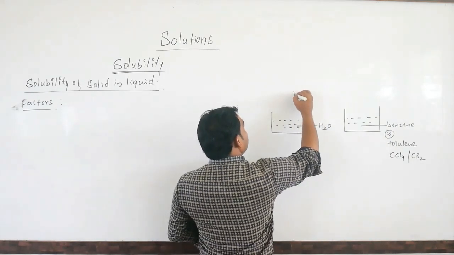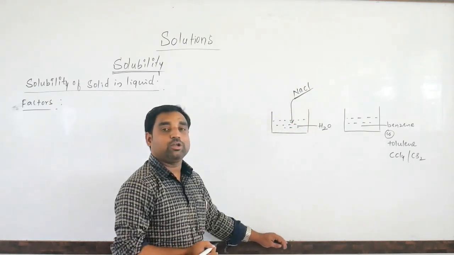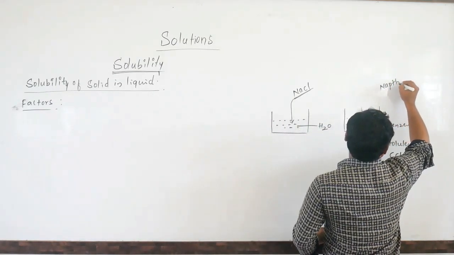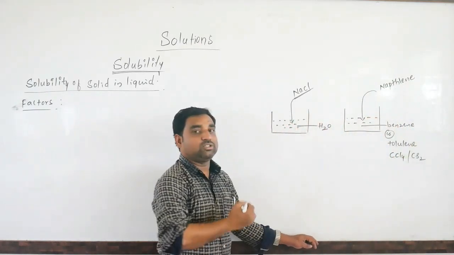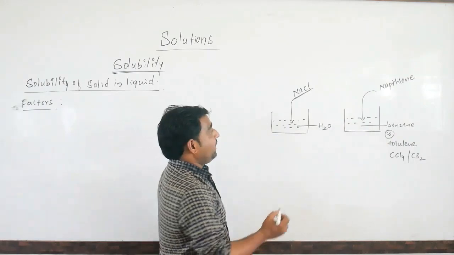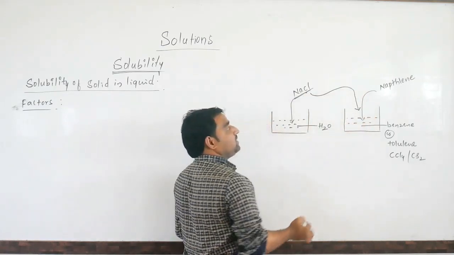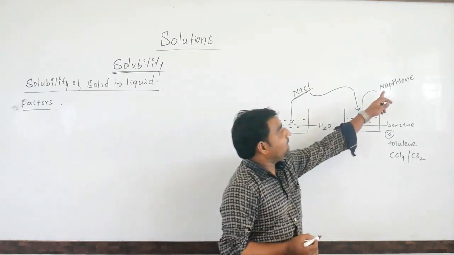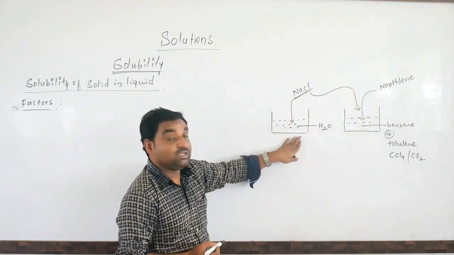So when we add sodium chloride salt to the water, it will dissolve in the water. Like you can take naphthalene solute, when we dissolve it in a benzene solvent or toluene or CCl4 or CS2, it will dissolve in the solvent. But if you add sodium chloride to the benzene solvent, it does not dissolve. Or if you add naphthalene to the water, naphthalene will not dissolve in H2O.